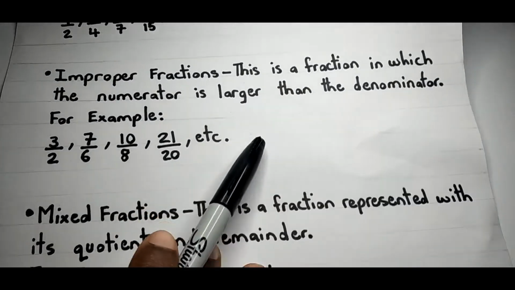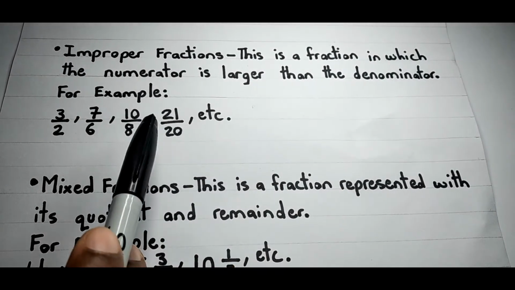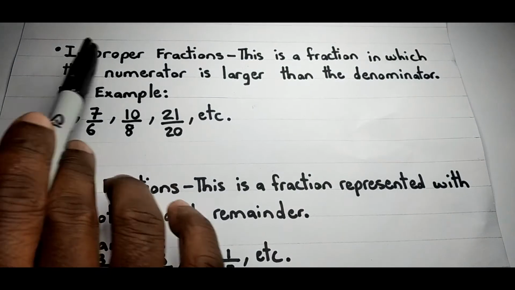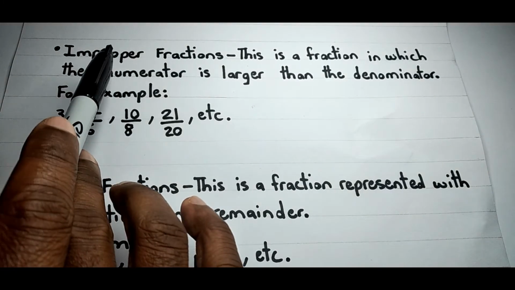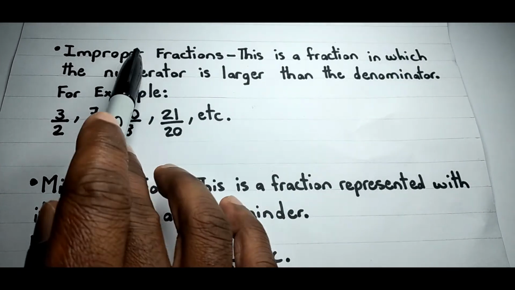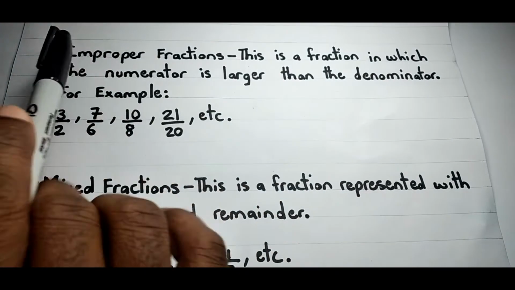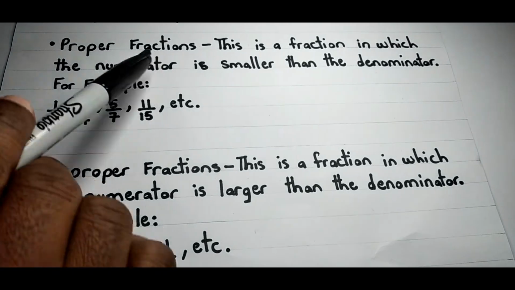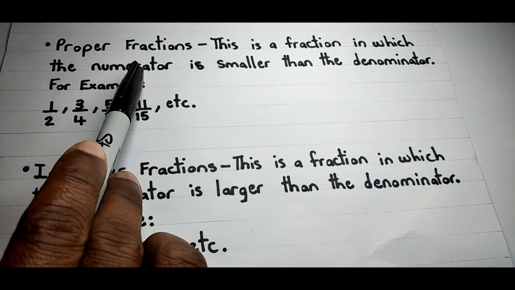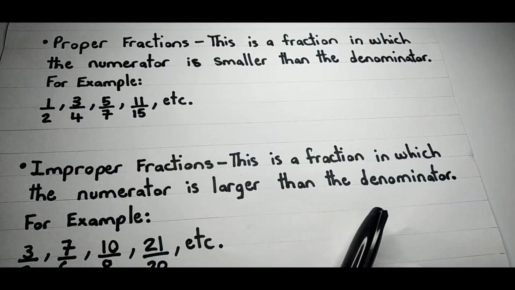Now we have the improper fraction. Of course, I know many of you probably could have figured out what this would be. The term improper pretty much means that this must be the opposite of what a proper fraction is. A fraction is improper once the numerator is larger than the denominator. That's the difference between a proper fraction and an improper fraction. In the proper fraction, the numerator is smaller. In the improper fraction, the numerator is larger than the denominator.